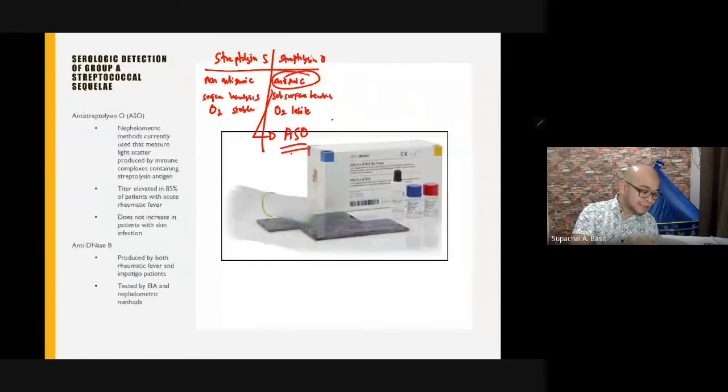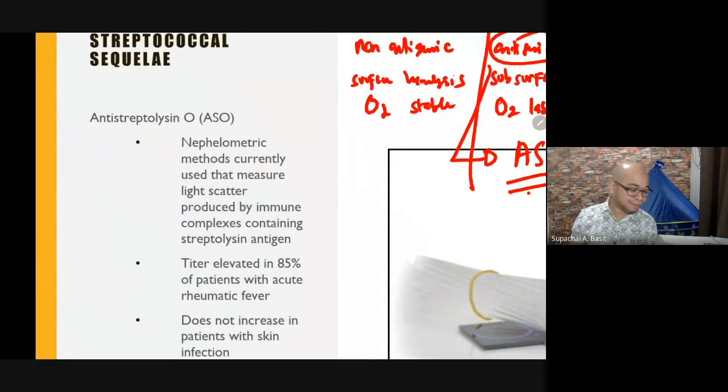So the anti-streptolysin O can be determined using nephelometric methods. Nephelometric methods is an example of a light scattering assay, so we measure the scattered light. Sorry, turbidimetry measures the blocked light. Nephelometry measures the scattered light produced by immune complex containing the streptolysin antigen.